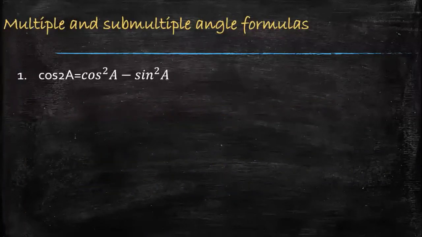Now, the first formula we are going to prove is this. Cos 2A, see 2A, it's a multiple angle. Cos 2A is equal to cos square A minus sin square A, this is what the formula says. Now let us try to prove this. Let us see how we can prove this.